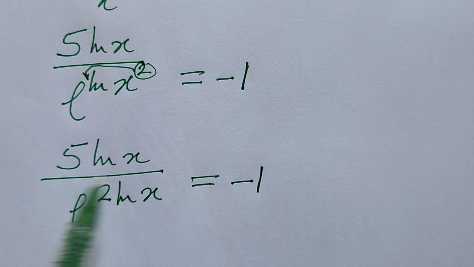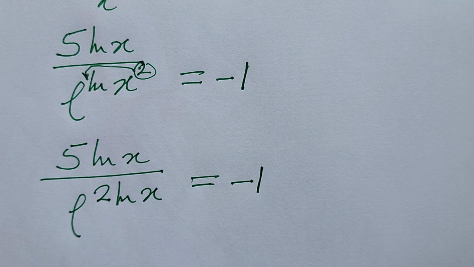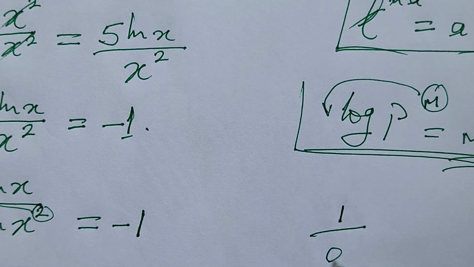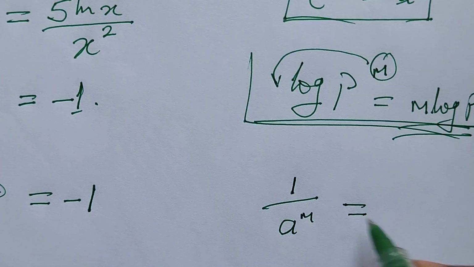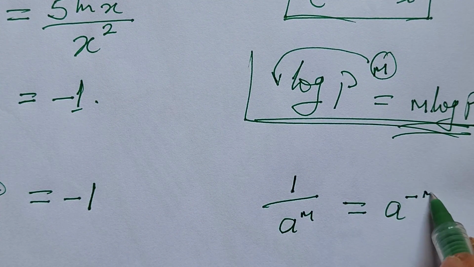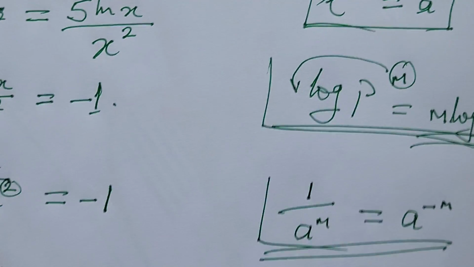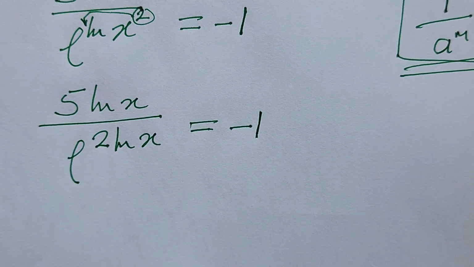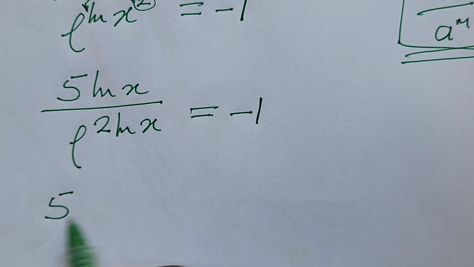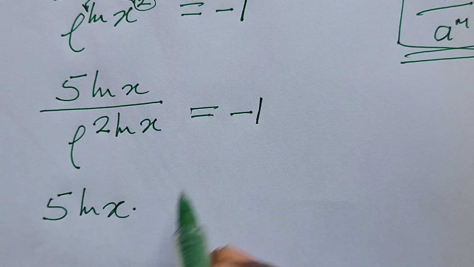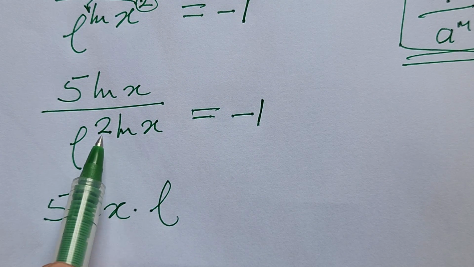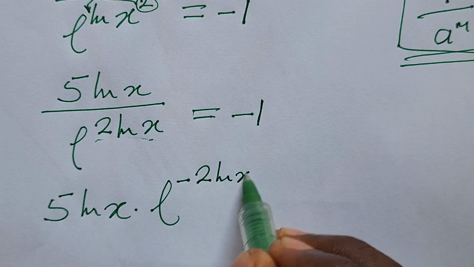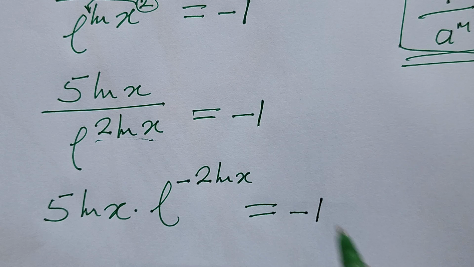Here we want to remove this division sign. We all know from the law of indices that if we have 1 all over a to the power of m, this is equal to a to the power of minus m. We know this very law, right? So we can equally apply that to this expression we have in here. This will now give us 5 ln of x times e to the power of minus 2 ln of x, the whole of this being our exponent. This is equal to minus 1.